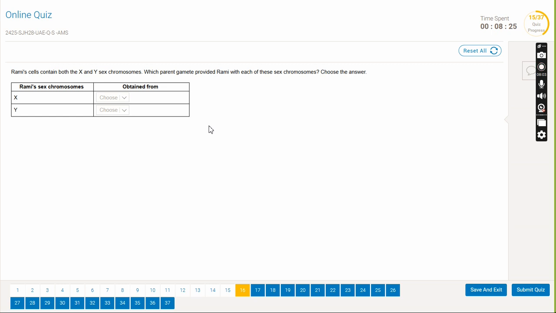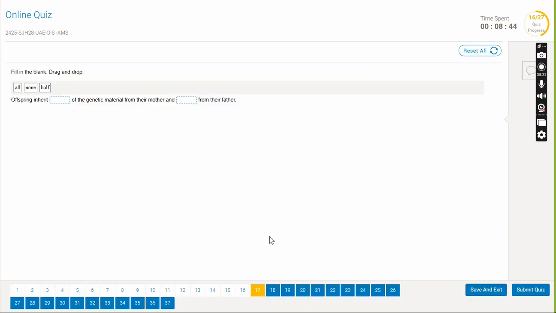Let's go here. Now Rami's cell contained both X and Y chromosomes, so it's a boy. Which parent gamete provided Rami with each of these sex chromosomes? X. Rami's mother provided it because she can only give him the X chromosome. So it will be his mother's eggs, and Y is from his father's sperm. Let's go to the next one.